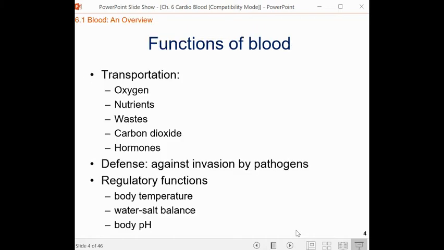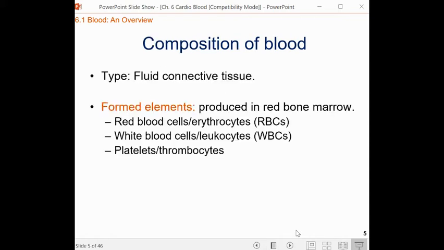So let's just start with what the functions of blood are. Primarily, it's used for transportation, so things like oxygen, nutrients, wastes, carbon dioxide, your hormones. Many systems of the body take advantage of the bloodstream, so that's how they deliver the different things that they do. Defense is the next key thing that it does. So it defends against invasion by pathogens. And then regulatory functions, so like maintaining your body temperature, water and salt balance, and the pH.